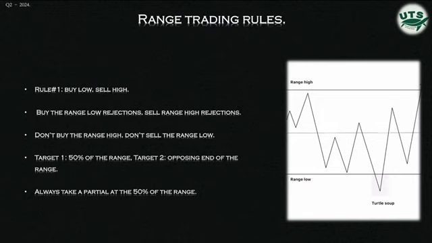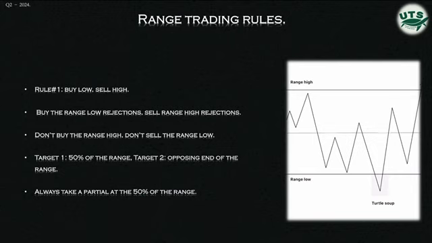In this case, rule number one of range trading is buy low and sell high. Buy the range low rejections, sell the range high rejections. Don't buy the range low, don't buy the range high, and don't sell the range low, right? So when you see a range, you never buy the high. You never sell the low, and you never buy the high, right? And you try and buy the low or near the low, and you try and sell at the high or a rejection of the high, especially if it's the first move.